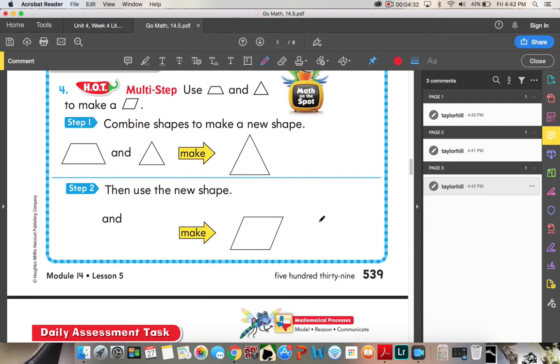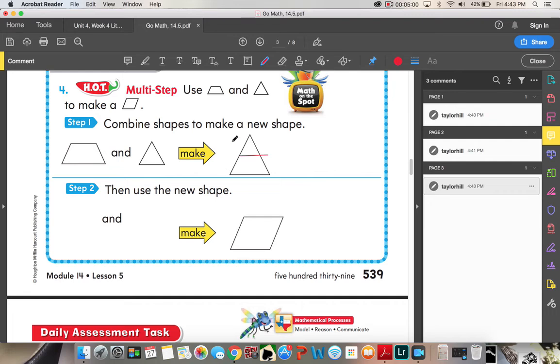Number 4. Use a trapezoid and a triangle to make a rhombus. Step 1. Combine shapes to make a new shape. So you're going to combine your trapezoid and your triangle to make a triangle. And how you do that is you take the triangle and you slide it right on top of the trapezoid. And the way you can tell is if you divide it, the line right through here, you'll see your triangle on top and your trapezoid on bottom.